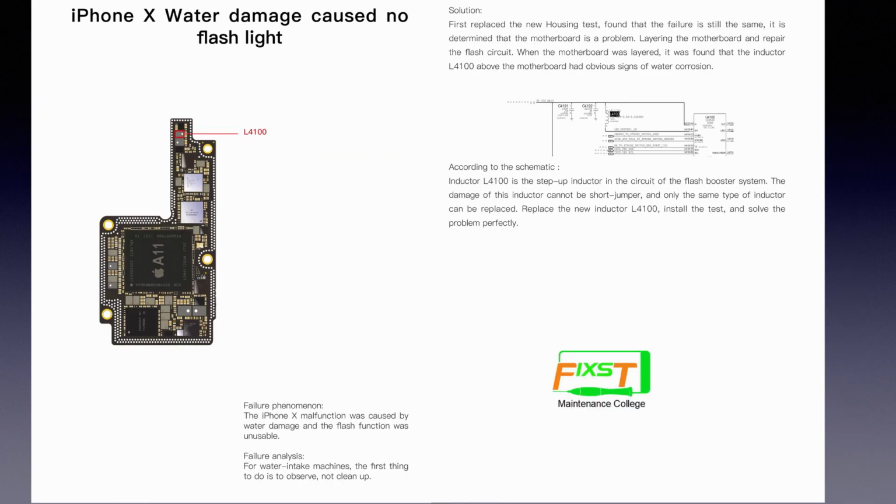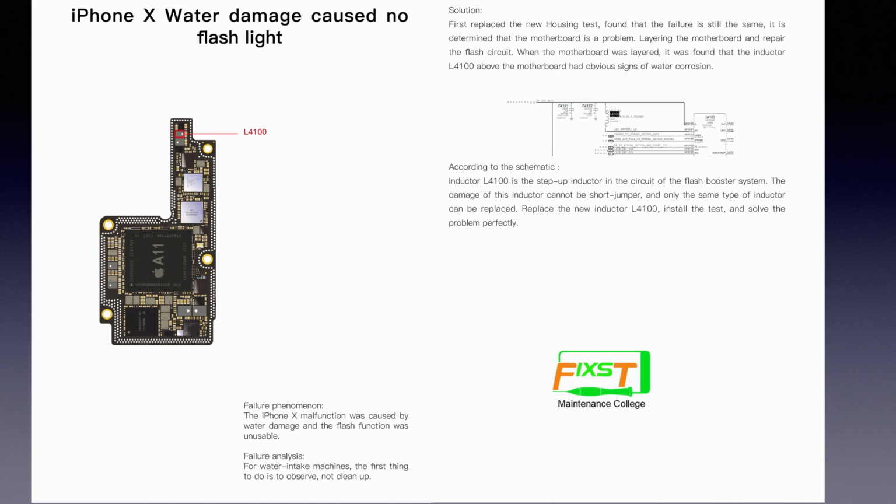Okay, showing the next case. This is the iPhone X. Water damage case, no flashlight. And this is the first water damage case. You need to remember that if you get a water damage machine, the first thing to do is to check the apparatus, not clean up, because it is hard to change the flashlight. So we first replace the new housing to test.